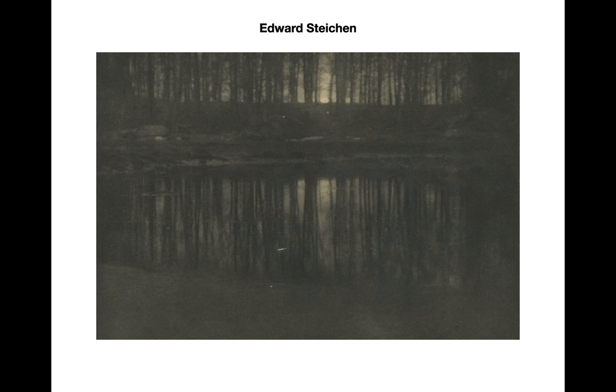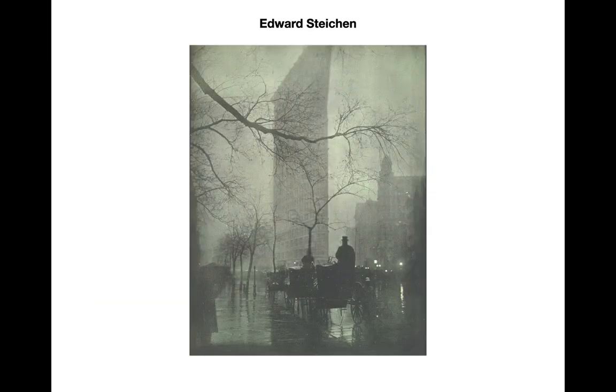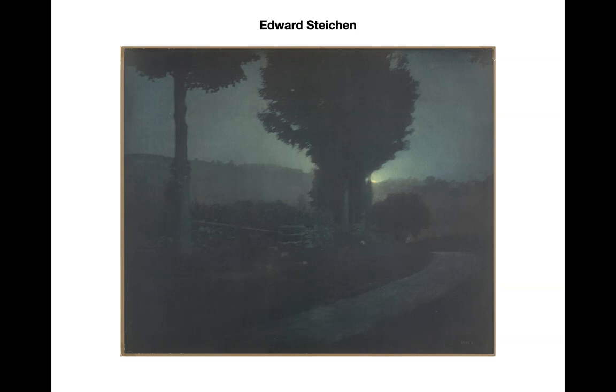Steichen was trained as a painter. Many of the pictorialists were, so it was natural that they wanted to use this tool to make images with a similar aesthetic to the way that they were trained to paint. There's another example of Steichen's. These are photographs, but they have a beautiful atmospheric feel to them. That was very important to a lot of these photographers. Think back to our lecture last week of Turner and his atmospheric use of light and color. I would say that these photographers are very much in that same stream, that same way of thinking.